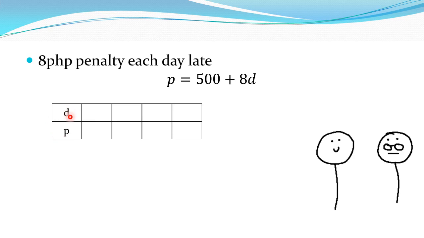For example, if D, or days late, is 1 day late, he has to pay in total 508. If he's late 2 days, he has to pay, substituting, 2 times 8 is 16, so he has to pay 516. If he's late 5, then he has to pay 540. And if he's even 10 days late, he'll have to pay 580 pesos. So you can see that one member of the domain is matched with only one member of the range. So that's why it's a function. And P, or the payment, is a function of D.